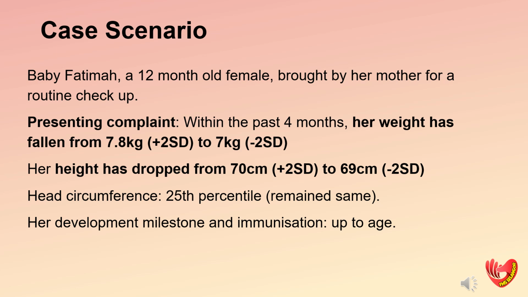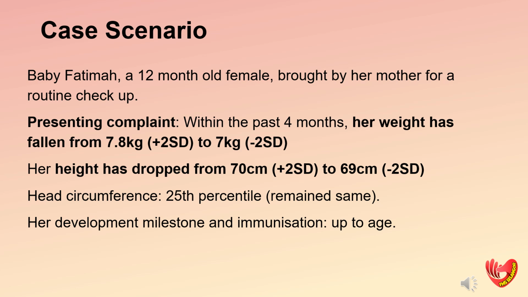Let's look at a case scenario that is frequently encountered in our daily practice. Baby Fatima, a 12-month-old female, is brought to you by her mother for a routine checkup. Within the past 4 months, her weight has fallen from 7.8 kgs, which is plus 2 standard deviation, to 7 kgs, which is minus 2 standard deviation. Her height has dropped from 70 centimeters, which is plus 2 standard deviation, to 69 centimeters, which is minus 2 standard deviation. Her head circumference remains along the 25th percentile.